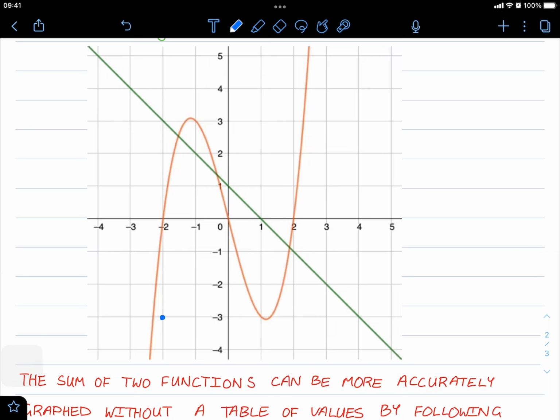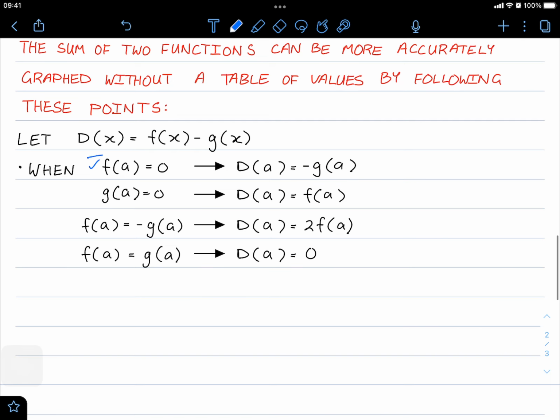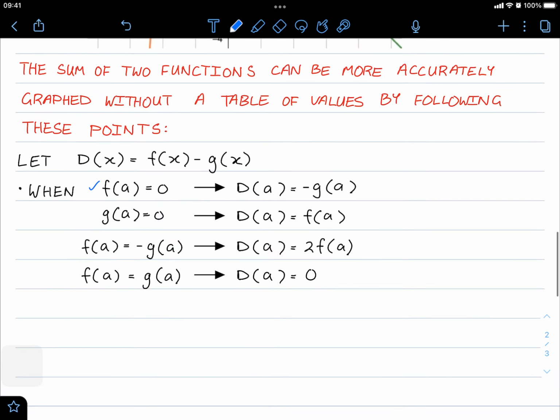Our next point here is when f is 0. When f is 0, g, positive 1 here, becomes negative 1. Lastly here as well, when f is 0, g, which was at negative 1, becomes positive 1. Okay, so these are the first 3 points that fulfill this rule.